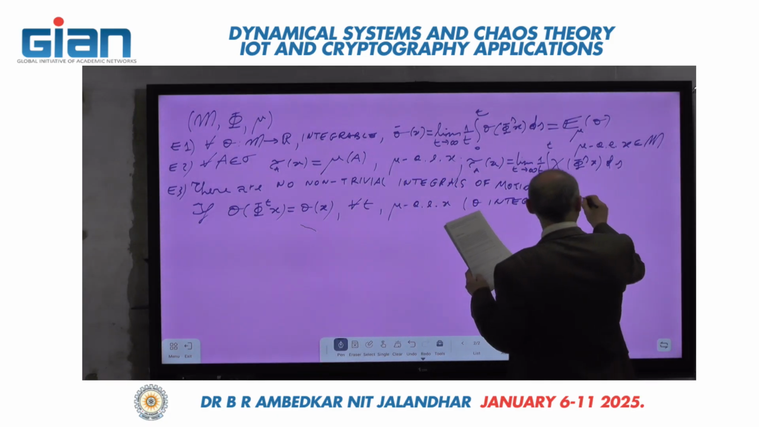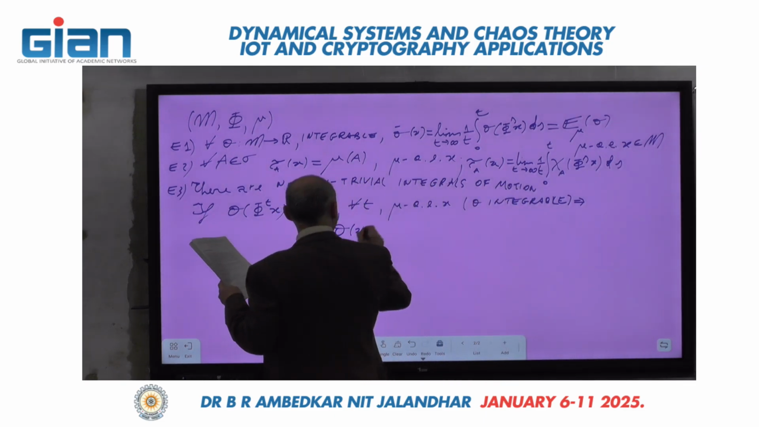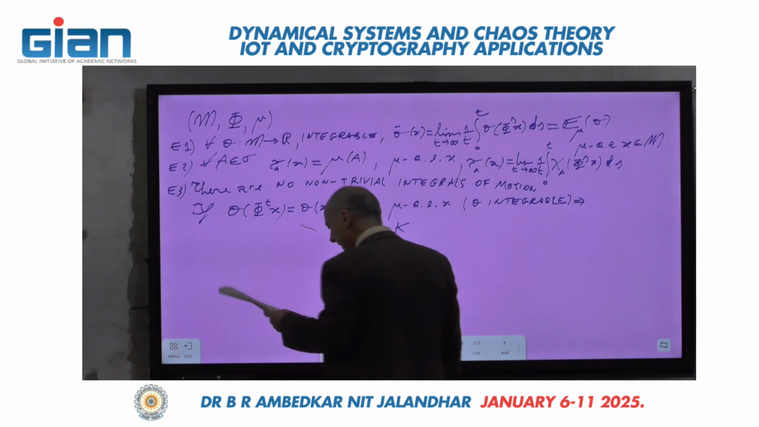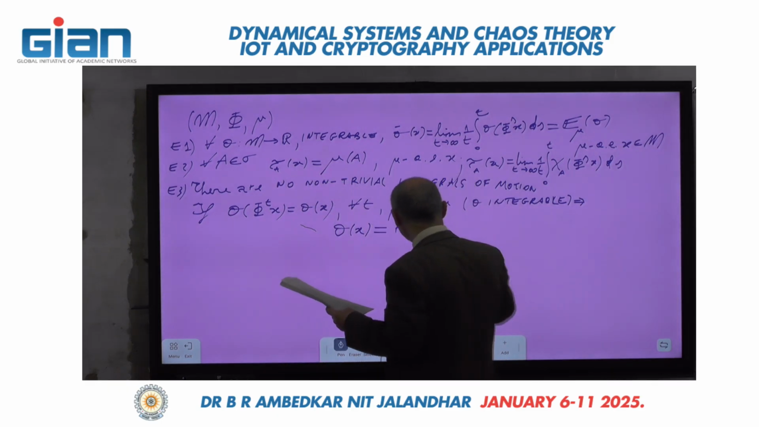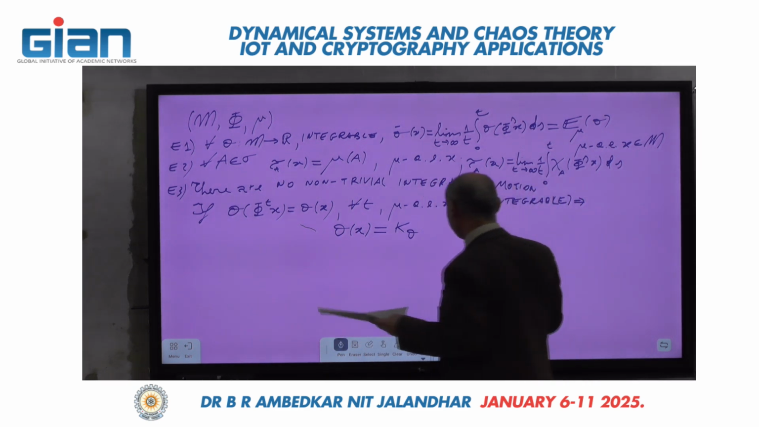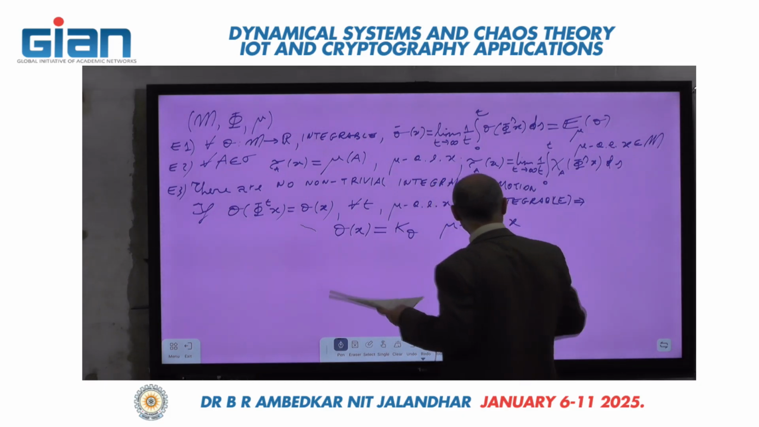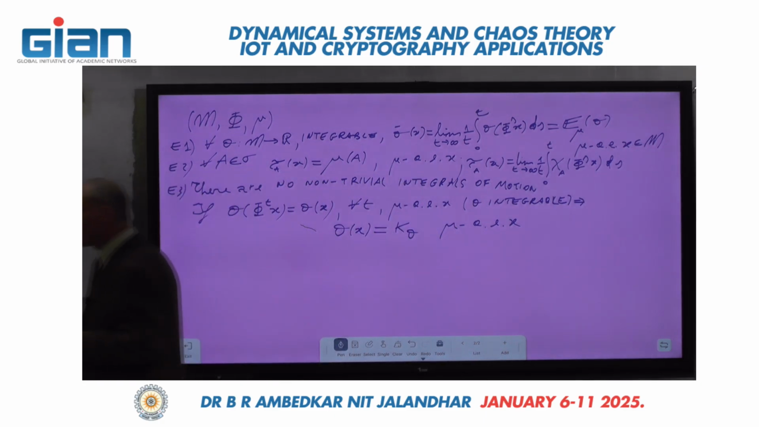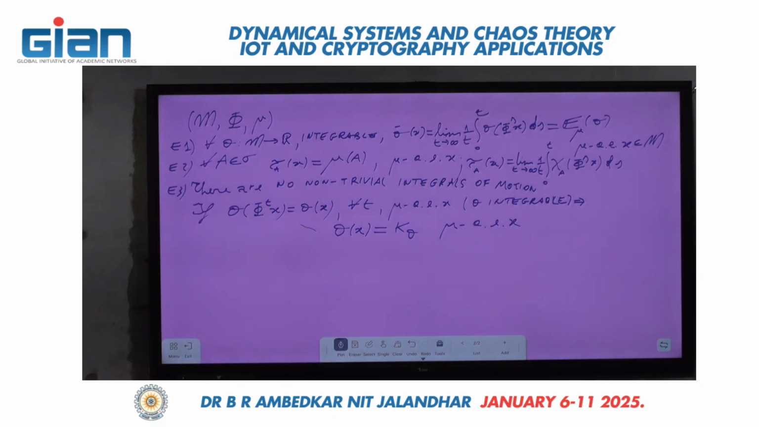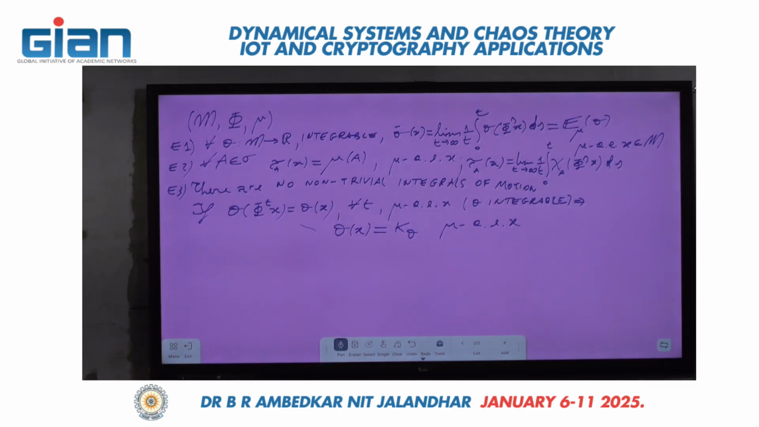then you have that O of x is a constant, K_O, independent of x apart from a set of zero measure. Mu almost every x. So if you are a constant of motion, if you are an integral of motion, then you are a constant. In the sense of Lebesgue, you are a constant. You belong to the equivalence class of all functions that are equal apart from a set of zero measure.